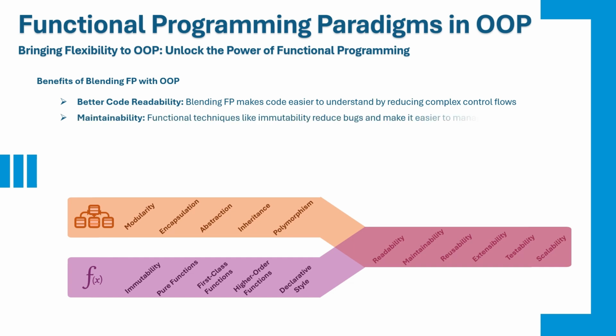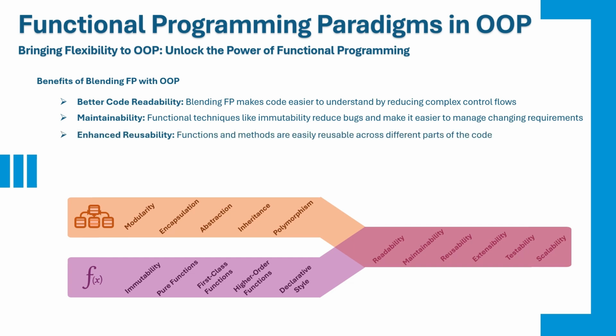Additionally, maintainability is improved. Pure functions, once implemented, reduce the likelihood of introducing bugs. No matter how your application evolves, the immutability of objects ensures that you can build upon your program with fewer risks of unexpected side effects. Blending these paradigms also enhances reusability. Functional techniques like first-class functions and higher-order functions allow us to create more generic solutions that work across different use cases. And when it comes to testing, pure functions shine.